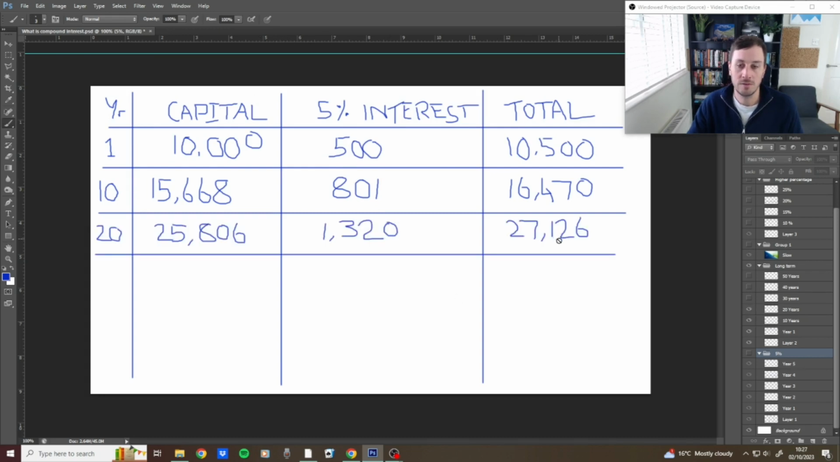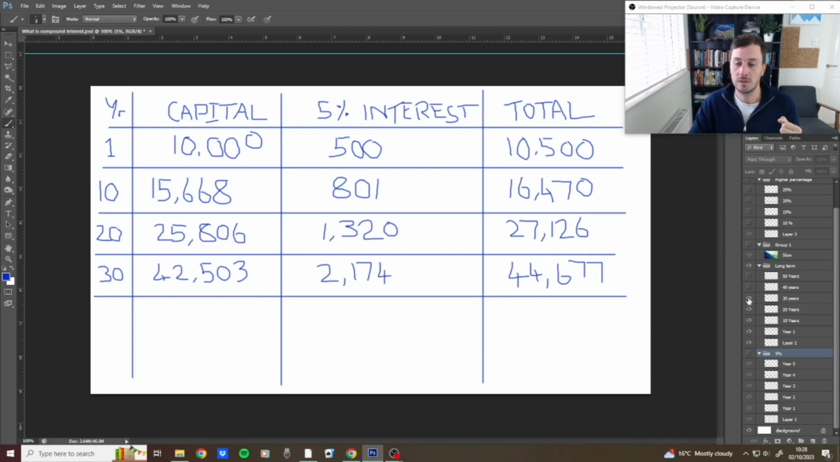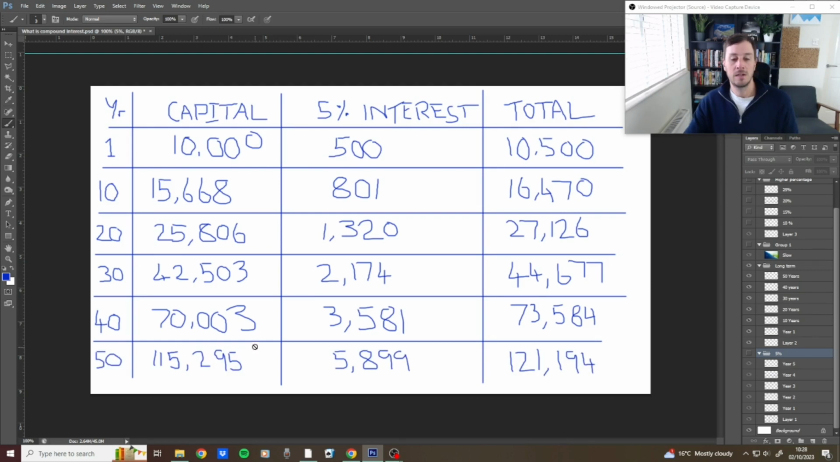After 20 years, we're up to 27,000, so not too bad on a 10,000 starting pot. And you're now earning 1,320 per year in terms of interest. 30 years, and I'm going to go quite far here just to give you an idea. By the end of it, after 50 years, which is a long period of time, you're earning £6,000 a year just in interest because of the power of compounding. Compounding has turned that £500 interest a year into almost £6,000 a year. But yeah, the example here is just putting that 10,000 in initially and doing nothing else.